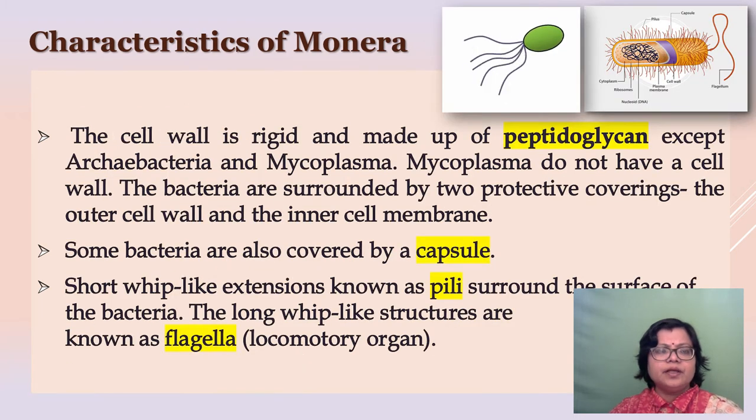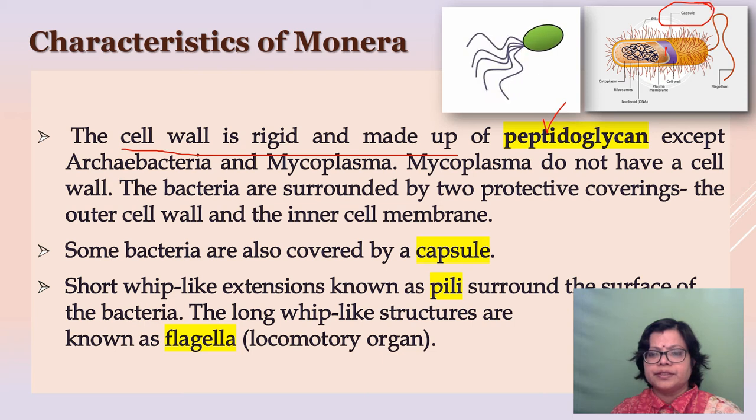The cell wall is very unique. Cell wall is rigid, made up of peptidoglycan layer, except Archaebacteria and the Mycoplasma. Mycoplasma do not possess a cell wall. Bacteria are surrounded by two protective coverings, inner cell membrane and then outer cell wall. Outside the cell wall, a covering is present that is called the capsule.